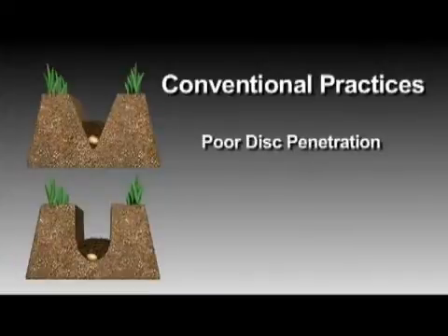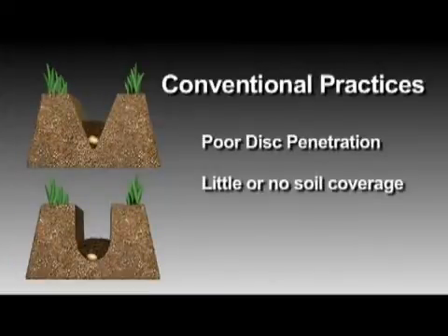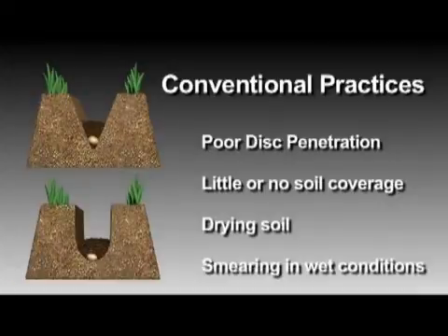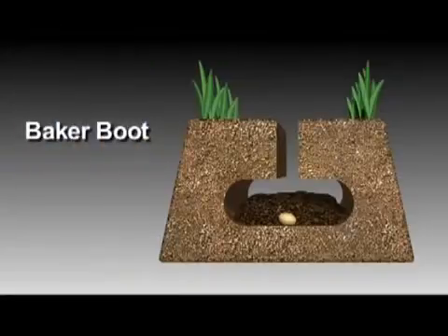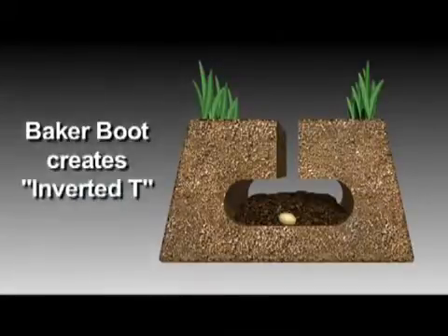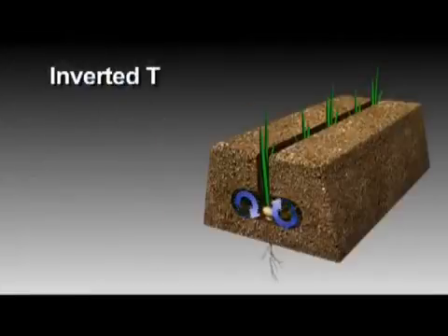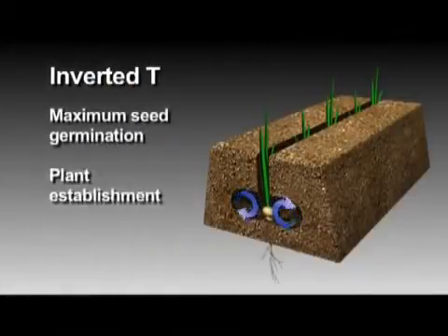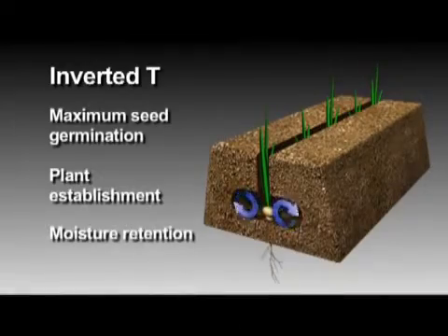Other problems are poor penetration of the disc in hard soil conditions, little or no soil covering the seed, drying soil due to moist soil exposed to the surface, and smearing the sides of the furrow in wet conditions. The secret of the Agro drill is the inverted T, or Baker boot soil opener. It produces the most ideal environment for maximum seed germination, plant establishment, and moisture retention.